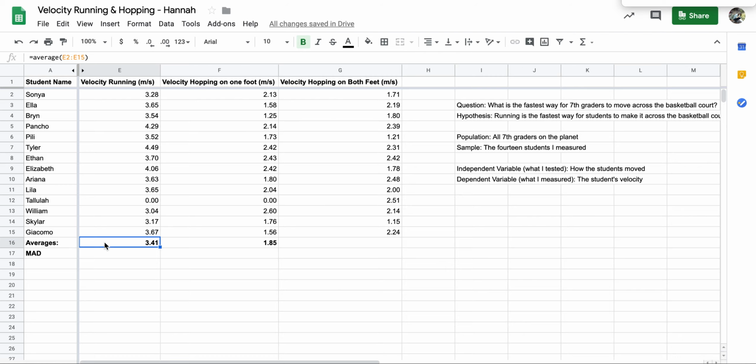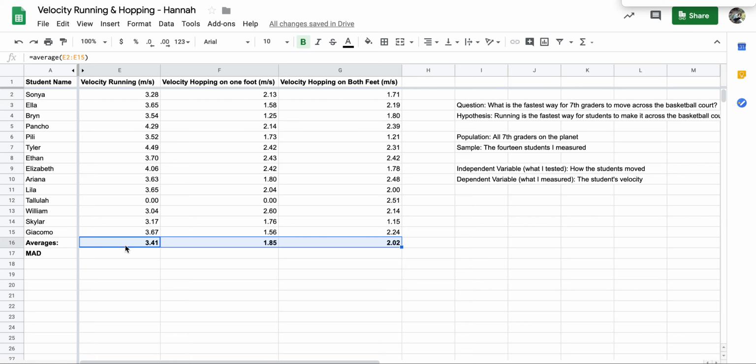Another option is I could copy and paste this formula. So if I've got my first velocity highlighted, you can see I've got the blue outline of the cell, and in the bottom right-hand corner there's this little blue box. If I move my cursor over it, my cursor turns into a plus sign, and I can click and drag over to copy and paste that same formula over, and it'll go, I see, I'm supposed to be averaging the 14 cells above this. And if I release, there's my averages.